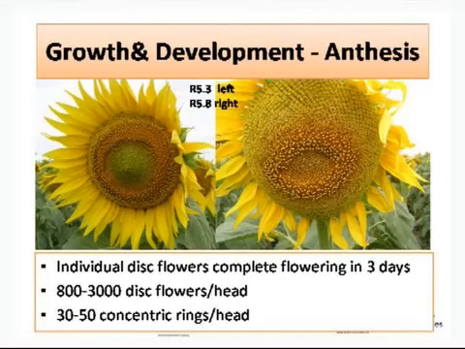The maximum number of potential florets that you can have in a head is up to 3,000. Seed number is a massive driver of yield in all crops, so we want to maximise the number of seeds we're producing in each head. We want to focus on getting as many seeds fertilised and then through to producing a viable kernel at the end of the season.